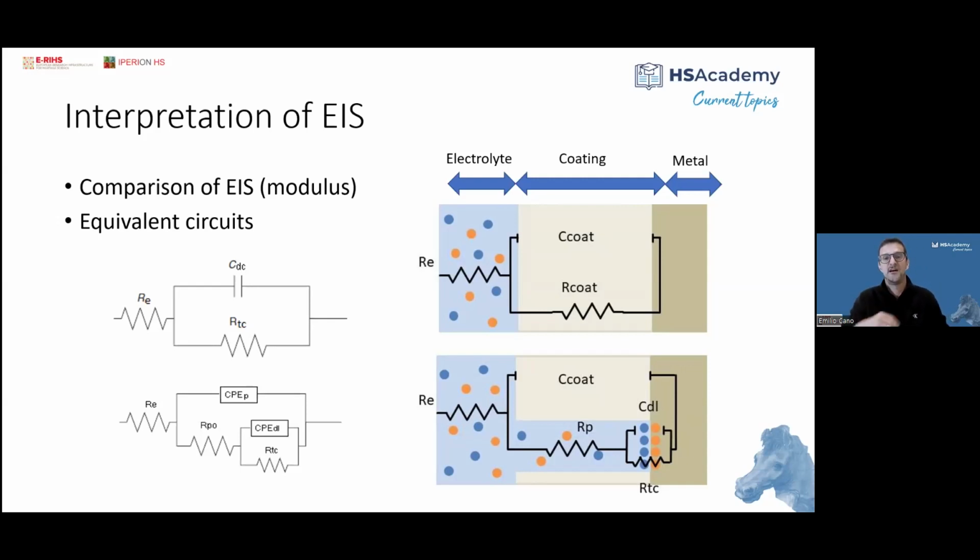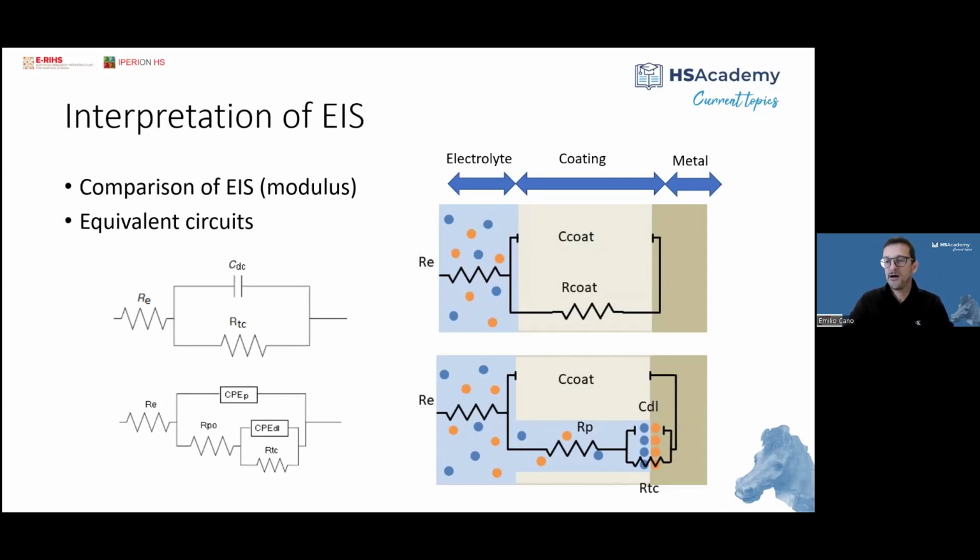For instance, when some pores of the coating degrade, the electrolyte reaches the surface of the metal, and we have the circuit you see in the bottom right, a nested circuit in which we have the double layer capacitance and the charge transfer resistance nested in series with the resistance of the pores, and all of them in parallel with the capacitance of the coating.